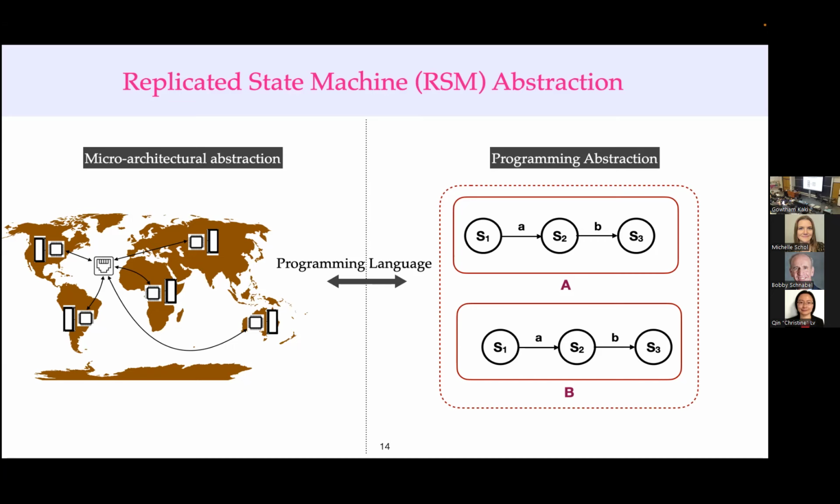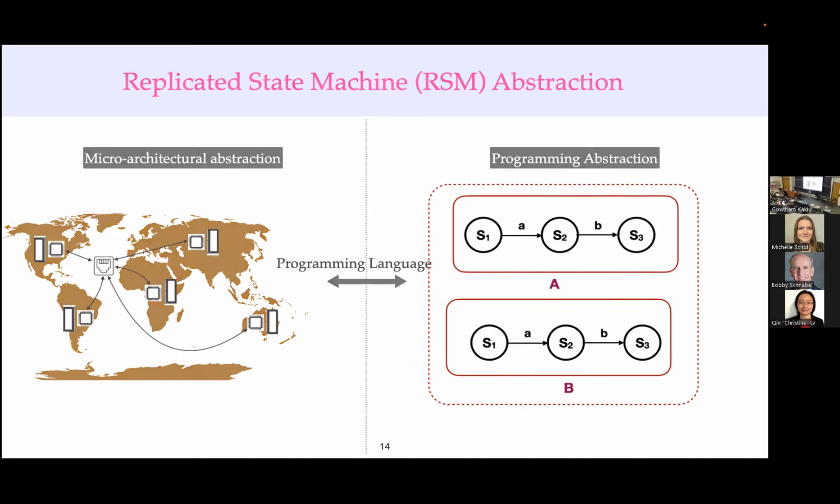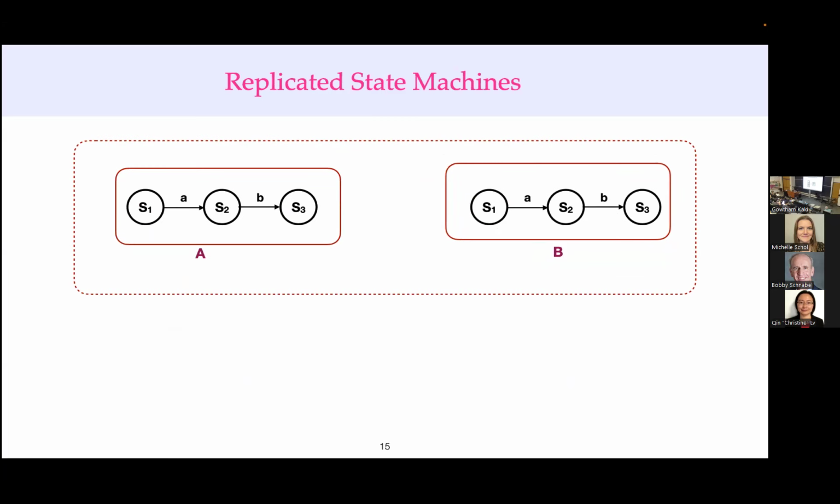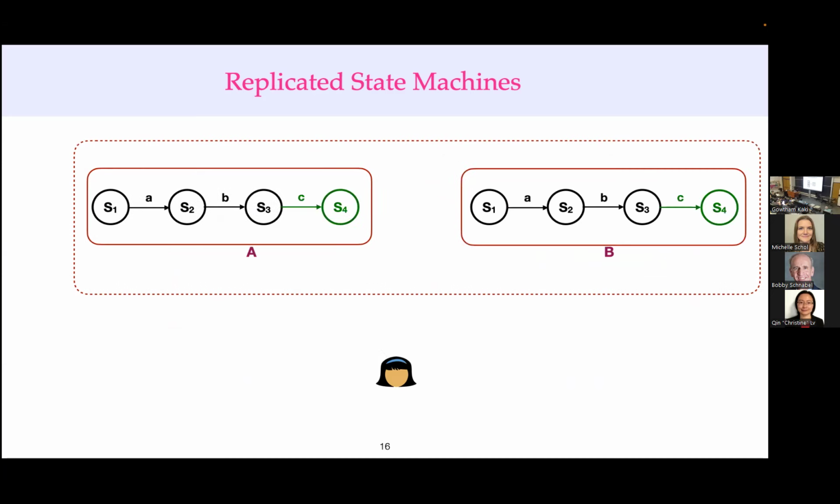So let's look at the RSM abstraction a little bit more closely. I'll explain it with an example. It's basically a state machine which is replicated across 2 different locations. Let's say the current state of the machine is S3, and Alice does an operation on S3. You get a new state S4, and the key is that the state is instantaneously reflected on the other replicas of the machine as well. That's the abstraction that a replicated state machine aspires to offer.